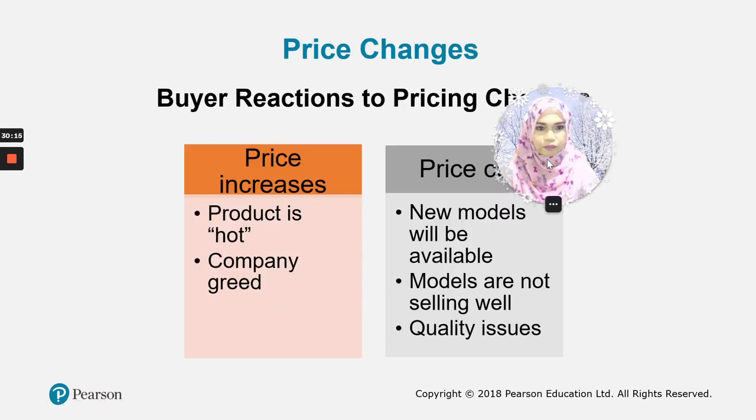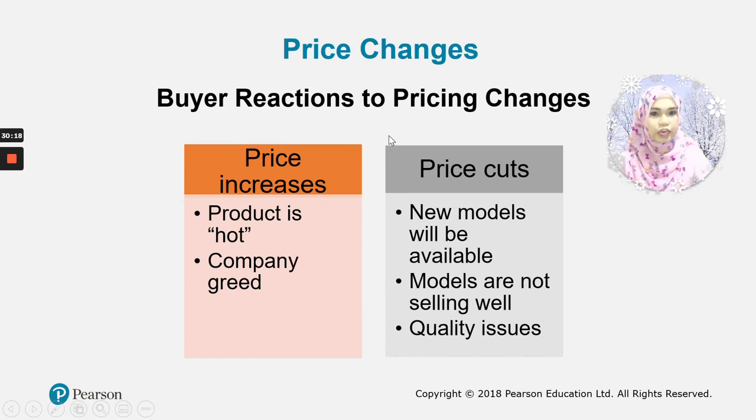Now these are some of the buyers' reactions, which you can see or you yourself may experience. When price increases, you will think the product is hot, or the company is so greedy. Like iPhone 12 for example. Why is the price so high? Because it's a hot thing, and you don't see the company as greedy. But sometimes when you go to the supermarket, especially for convenience products, if you see things that are very expensive, you will typically say that that particular shop is so greedy, wanting to earn a lot of money by putting very high prices.